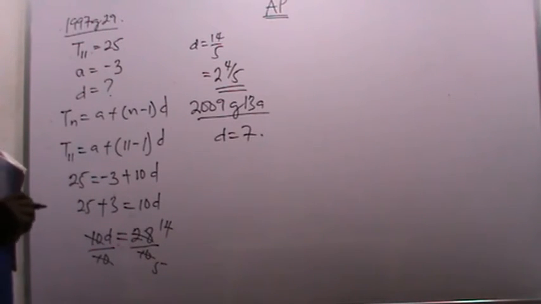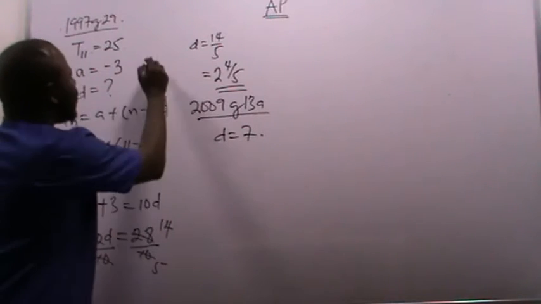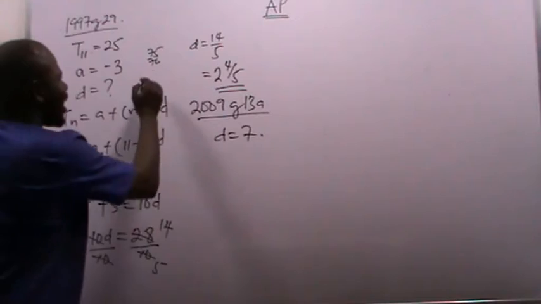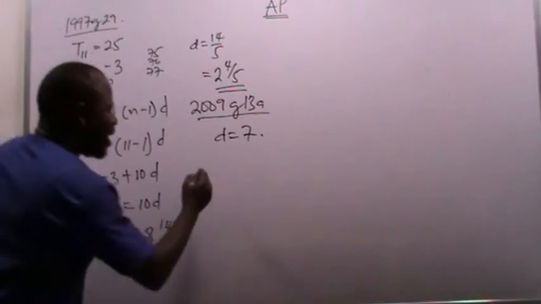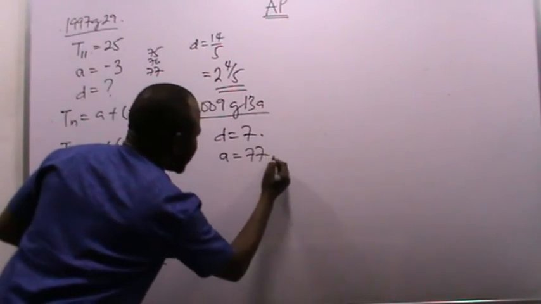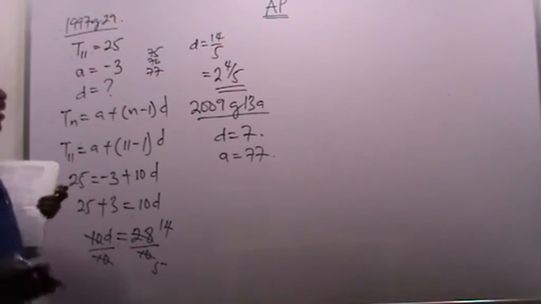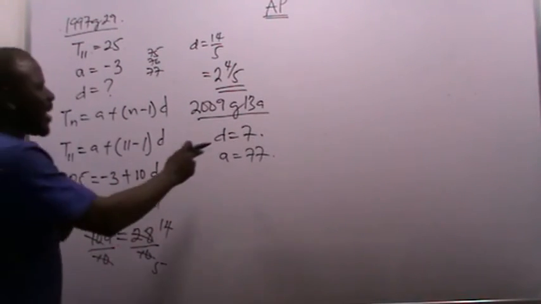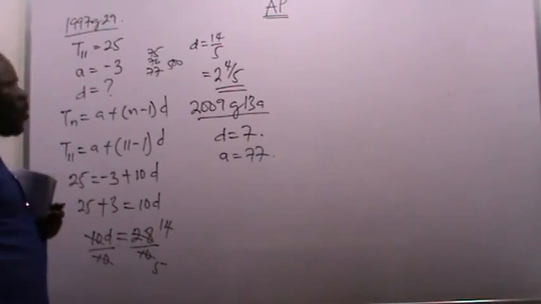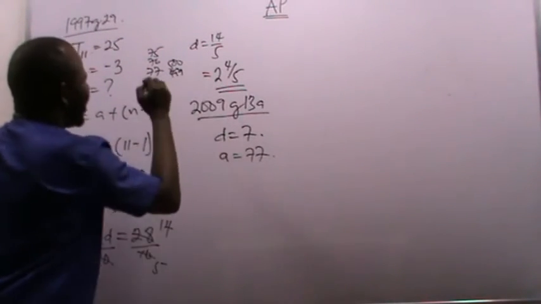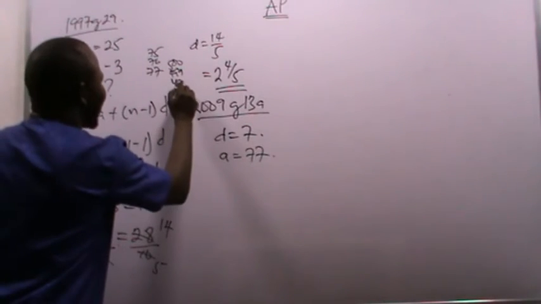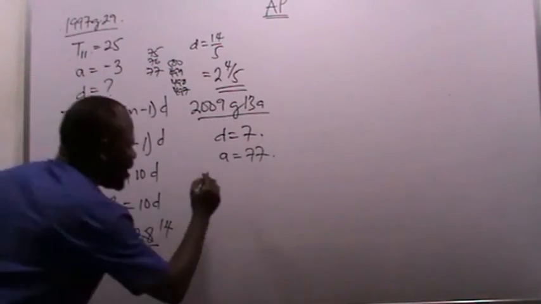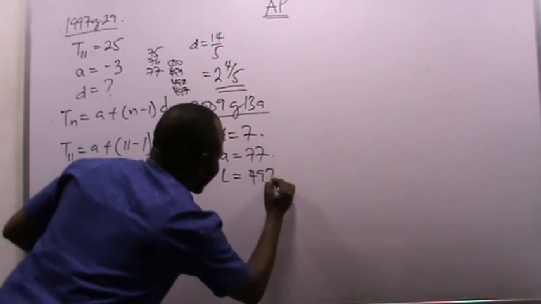That is where the problem is. You will now consider, can 7 go in 75? No. Can 7 go in 76? No. Can 7 go in 77? Yes. Meaning the first term is 77. You go again. They said between 75 and 500. Can 7 go in 500? No. Can 7 go in 499? No. Can 7 go in 498? No. Can 7 go in 497? Yes. So the last term is 497.